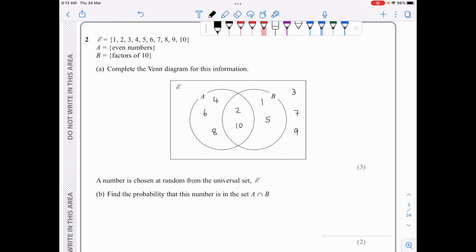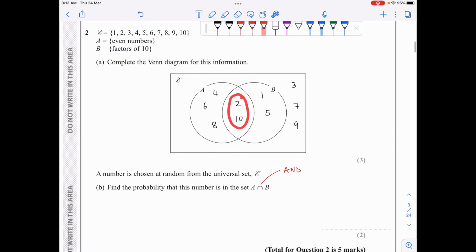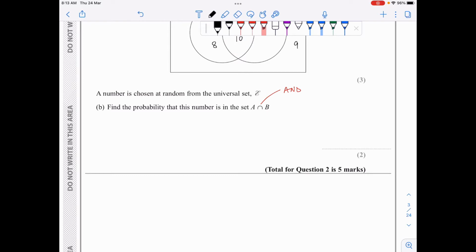A number is chosen at random from the universal set, and what's the probability that it is in A intersection B? Remember that A intersection B means "and", so I want to be both in A and B, so it's obviously these two numbers out of a total of 10 possible numbers, so the answer is 2 out of 10, which simplifies to 1 over 5.